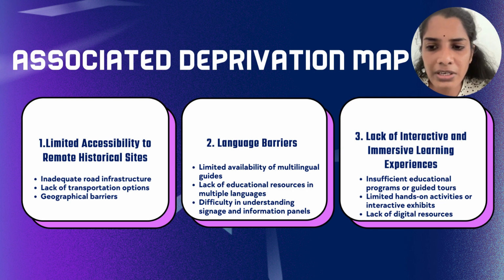The first associate deprivation is limited availability of multilingual guides. Tourists may struggle to find guides or interpreters who can effectively communicate in languages other than the local language or English. The second associate deprivation is lack of educational resources in multiple languages. Informational material at historical sites may only be available in the local language or English, excluding visitors who speak other languages. The third one is difficulty understanding signage and information funnels.